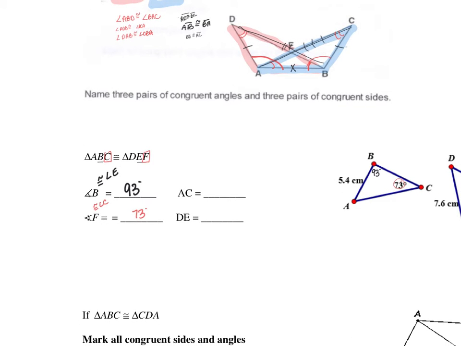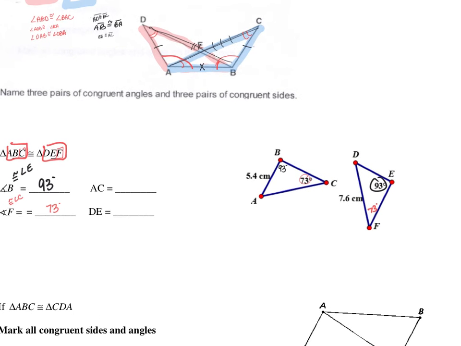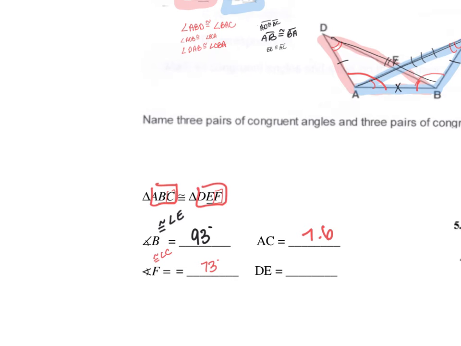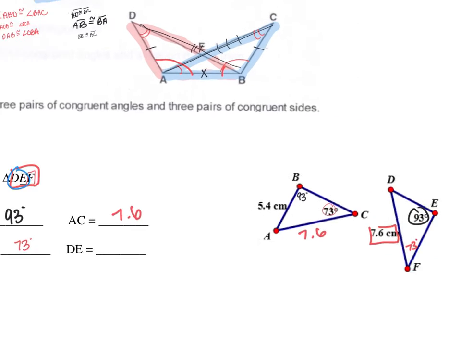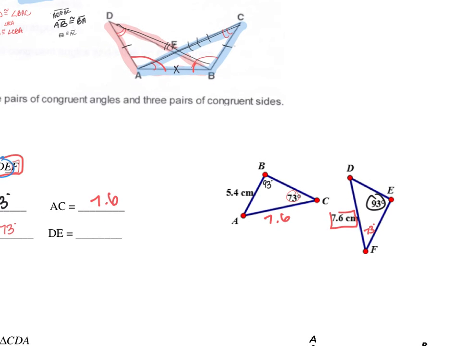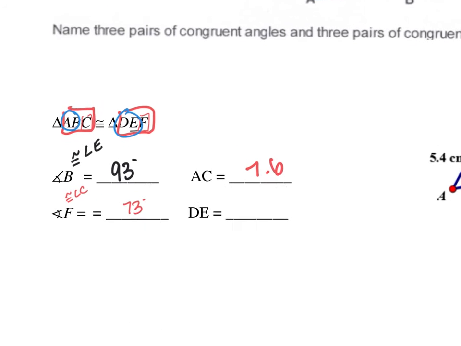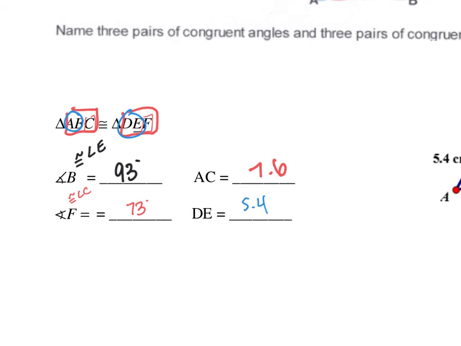Now AC. AC is going to be congruent to DF. So if you look, DF is 7.6. So AC will also be 7.6. Now DE, that's my first and my second, so that's going to be lining up with AB. So if I look at AB, that's 5.4. So DE is going to be 5.4 as well. And that's it for that section.